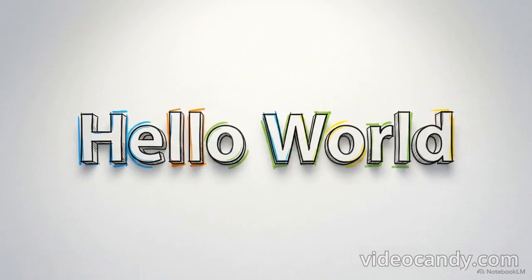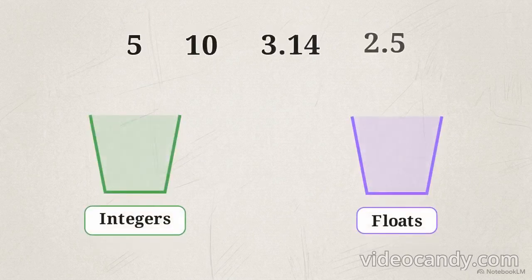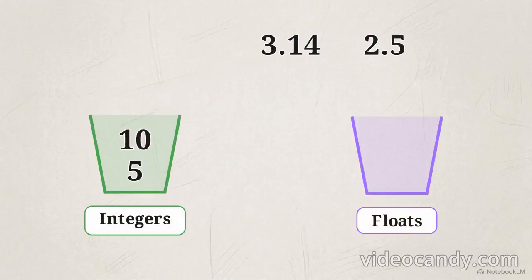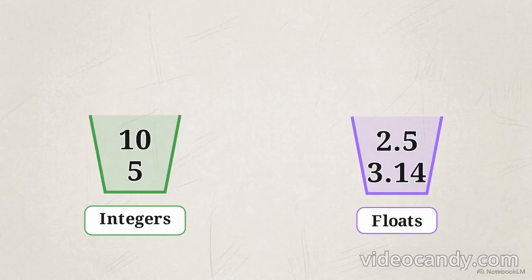Let's look at the objects we can hand him. The first is plain text. Monty calls these strings, and he only recognizes them if they are wrapped tightly in quotation marks. For numbers, Monty splits them into 2 separate buckets. Whole numbers, like 5 or 10, are called integers. Numbers with decimals, like 3.14, are called floats.